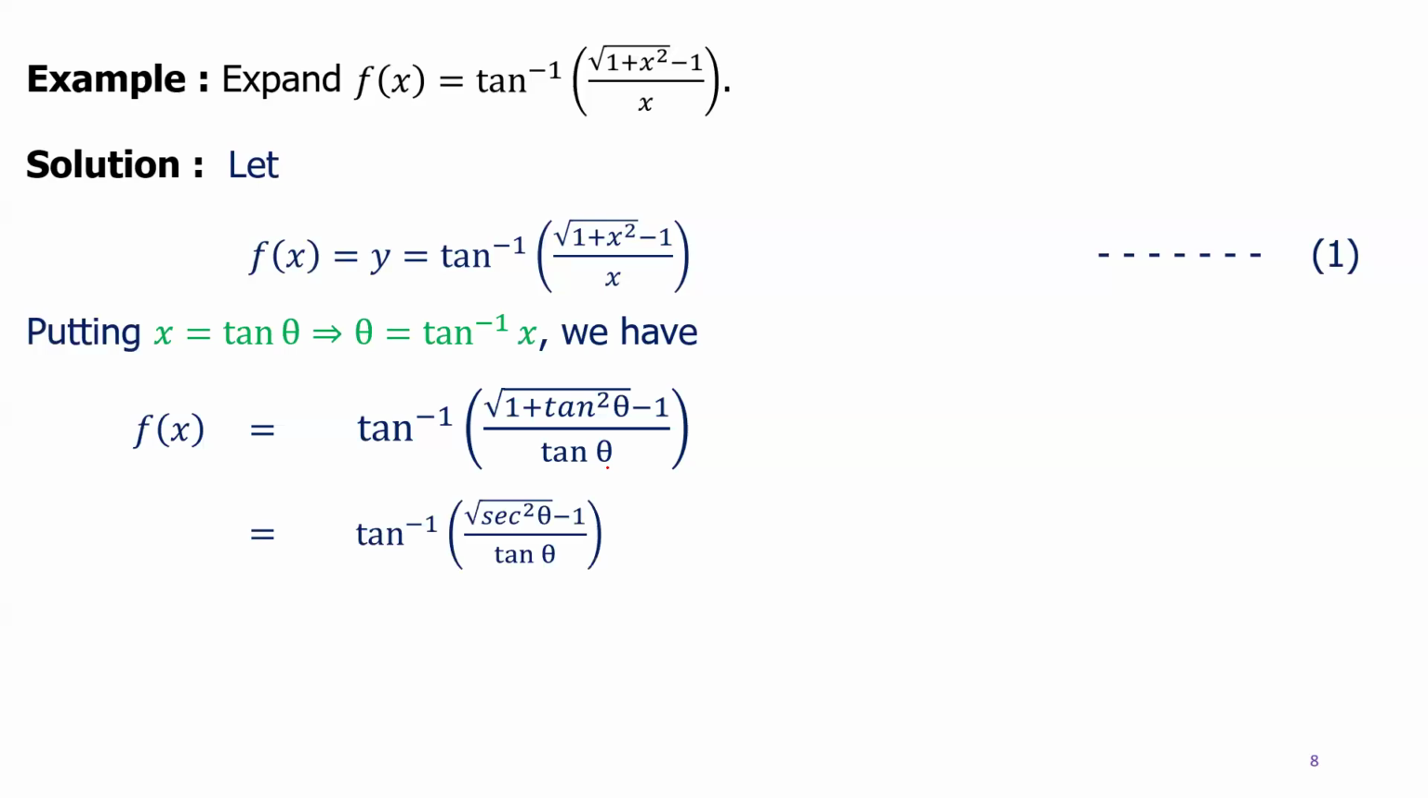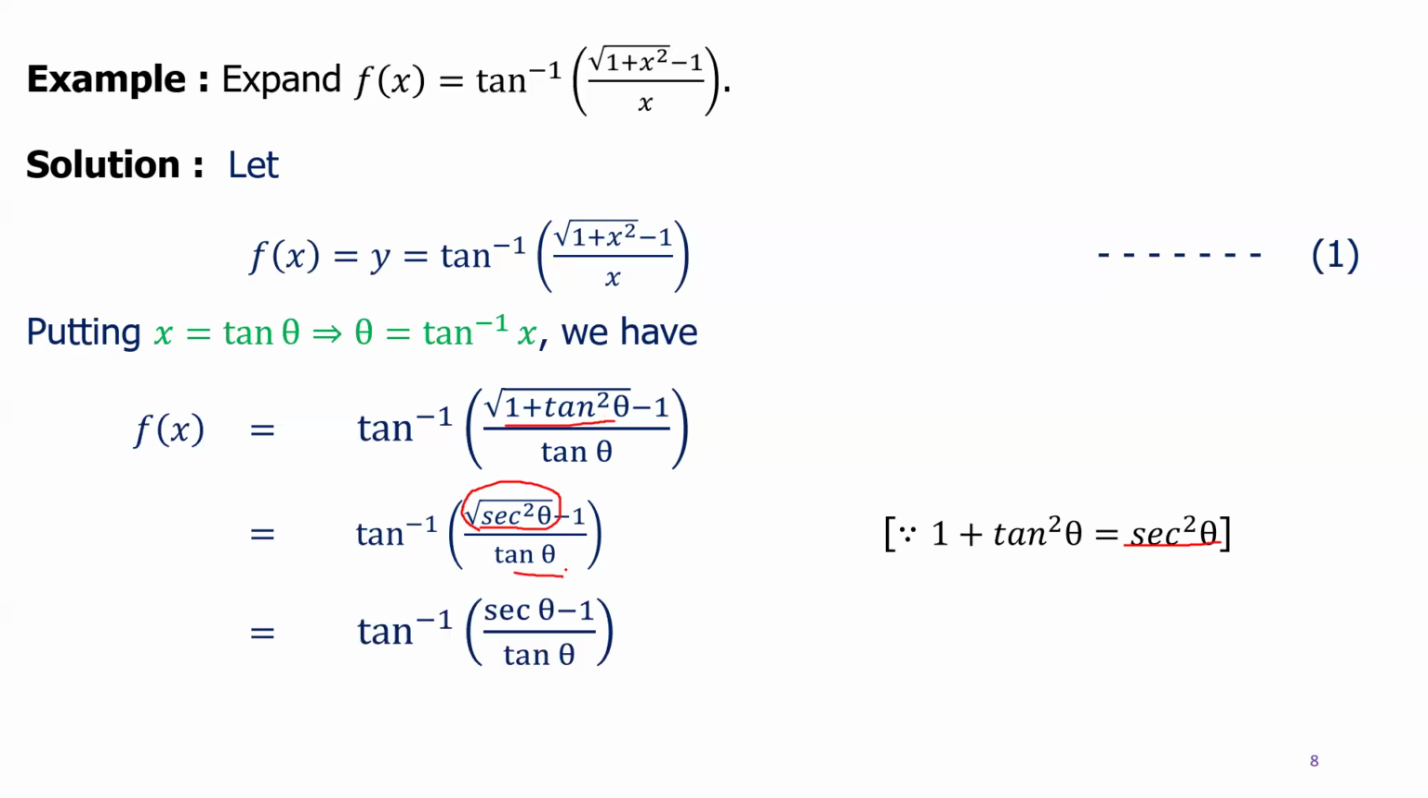But we know that 1 plus tan square theta is nothing but sec square theta. Therefore, this root of 1 plus tan square theta will become root of sec square theta. And in the next step, root of sec square theta is nothing but sec theta. So tan inverse of (sec theta minus 1) upon tan theta.